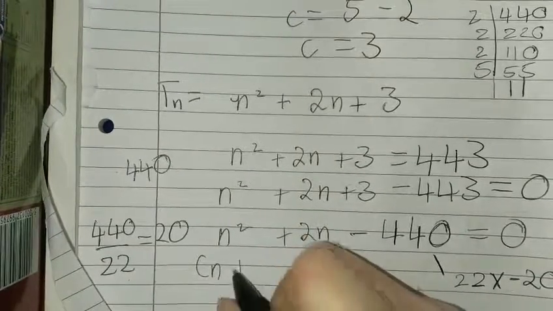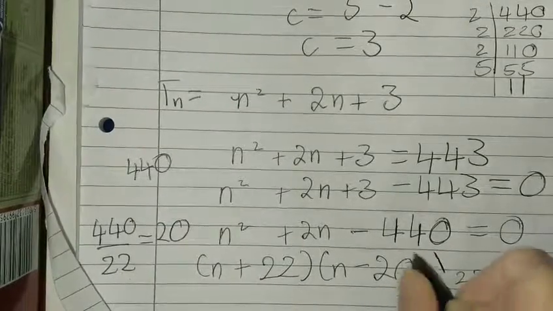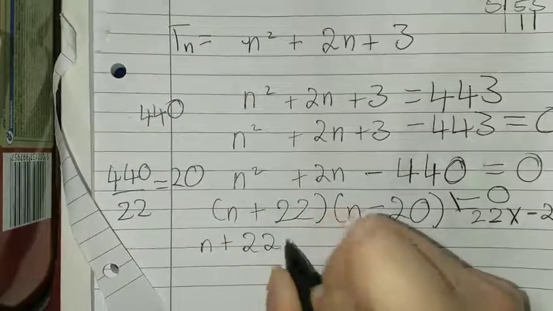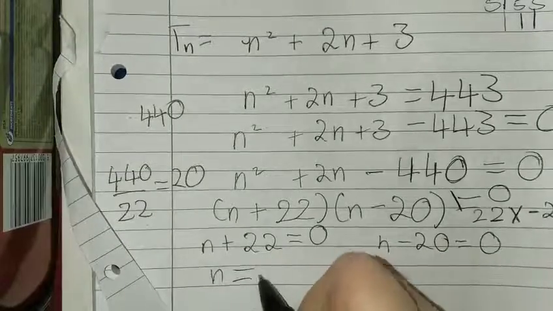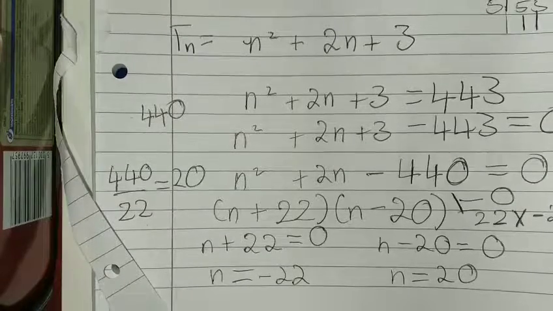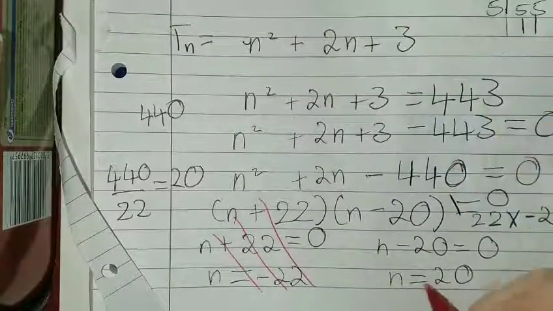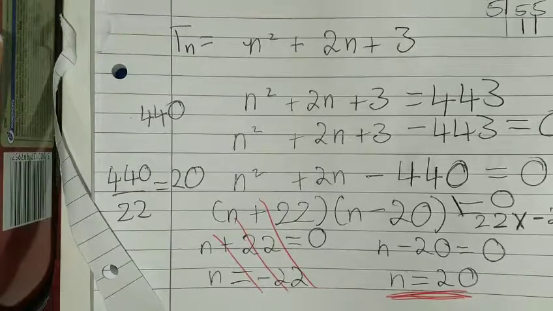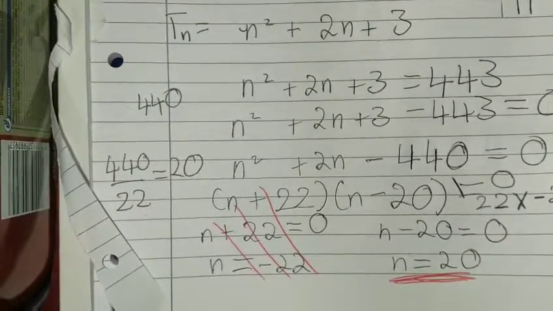So that would be n plus 22, since they add to give plus 2, and then n minus 20 is equal to 0. So now I have to let each of them equal 0. So n plus 22 is equal to 0, n minus 20 is equal to 0, n is equal to minus 22, and n is equal to 20. But I'm not going to have a minus stage of my pattern, so I'm going to have to reject this answer. And I'm going to have to say that it's going to be stage number 20 that has 443 tiles in total. So that is my answer for that question.